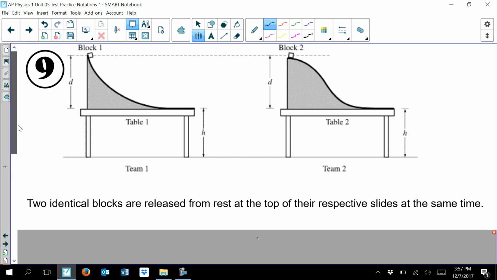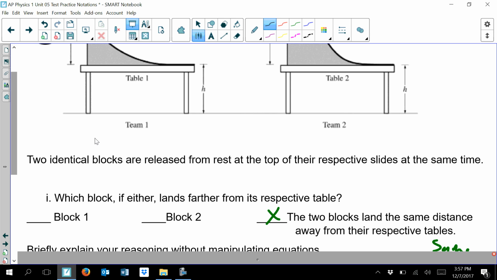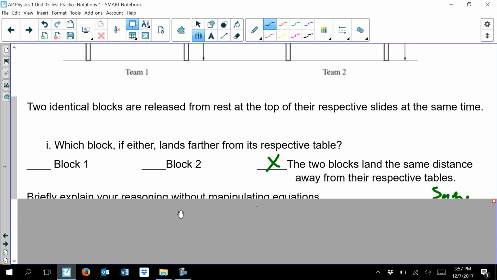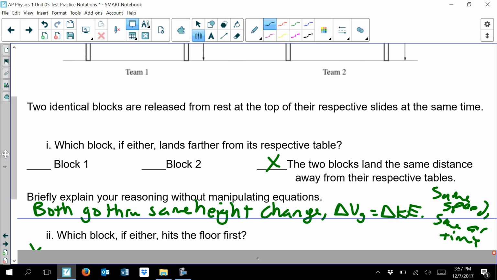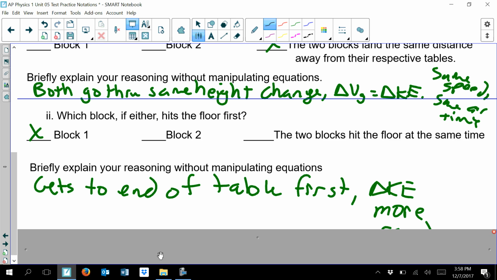This is an old AP question. Two identical blocks are released from the top of their slides at the exact same time. Which block, if either, lands farther from its table? They both land at the exact same distance. Both of them go through the same change in height, which means they both go through the same change in potential energy, which means that at the bottom, as they leave the table, they both have the same kinetic energy and therefore speed. So if they both have the exact same speed, and the table has the same height, that means they will fall at the same rate, and with the same speed, they will go the same distance in that exact same amount of time. Which block, if either, hits the floor first?